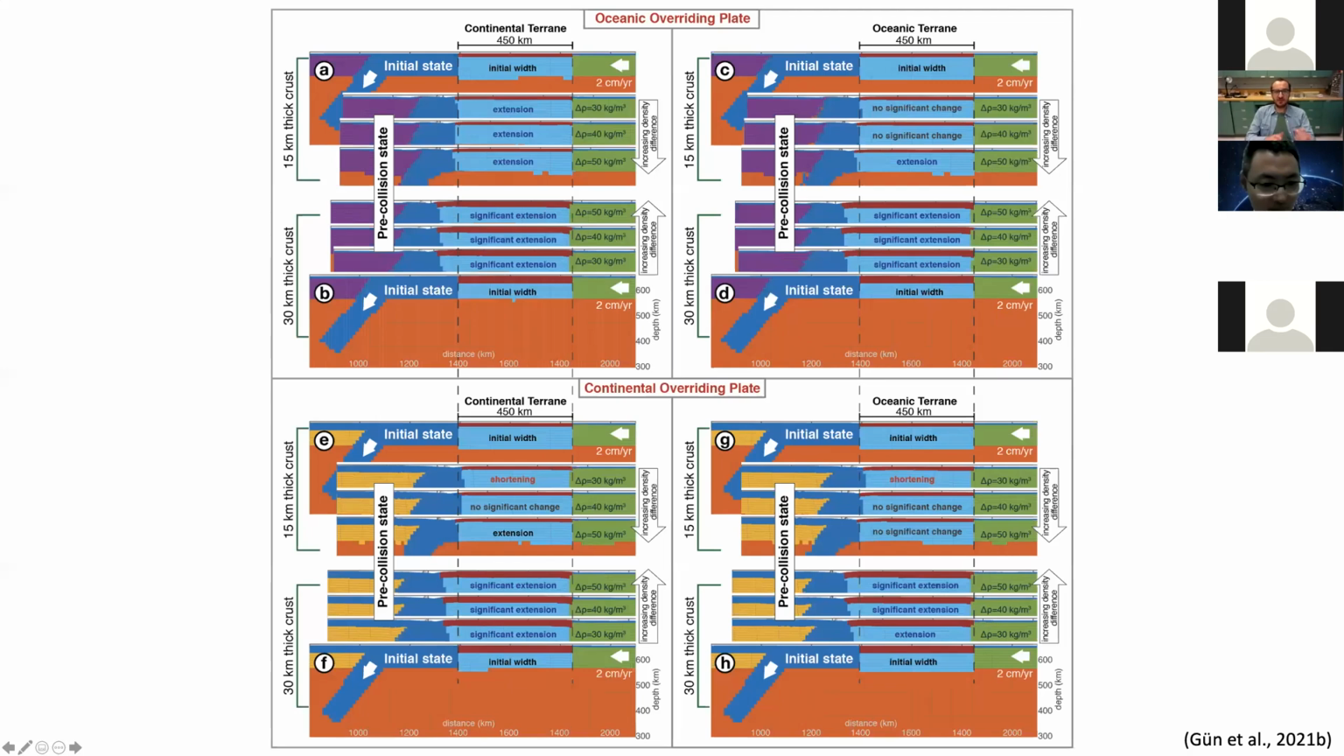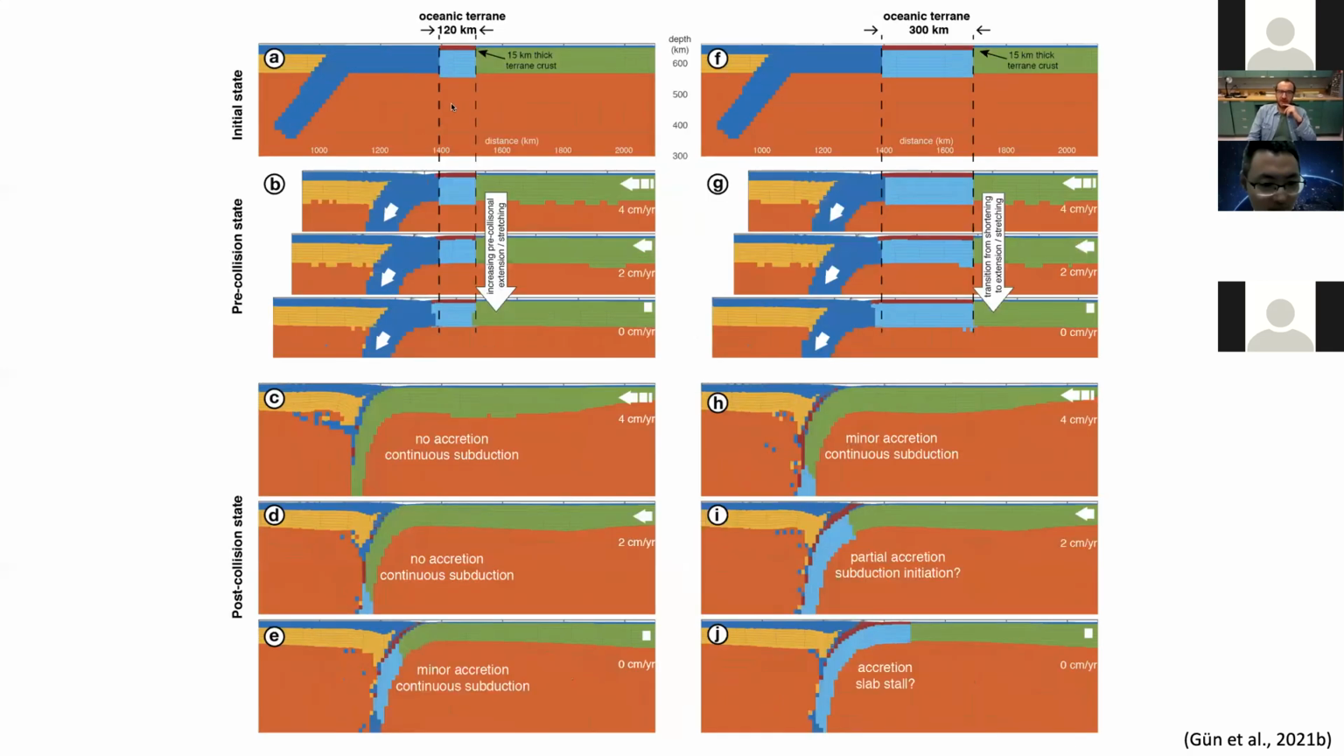So let's compare these individual model sets, so it will maybe be easier to understand. In this figure, we pick some of the terrains to compare. These are all continental overriding plate models. And we are comparing here oceanic terrains that are 120 kilometer wide versus 300 kilometer wide. They have 15 kilometer thick terrain crust in both cases. The only difference is the width of the oceanic terrain.